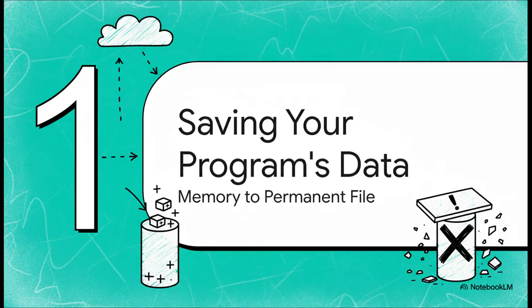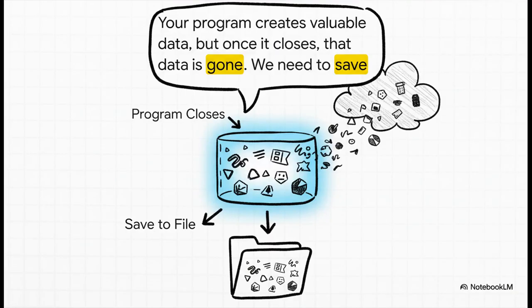Okay, first things first. The big mission: how do we get all that precious information out of our program's temporary memory and lock it down into a permanent file? You see, anything your program does, all those calculations, the stuff a user types in, the final results, it all just lives in the computer's RAM. It's temporary. The second you close that program, poof, it's all gone, vanished. So writing to a file is basically you telling the computer, hey, this stuff right here, this is important. Save it. I'm going to need it later.